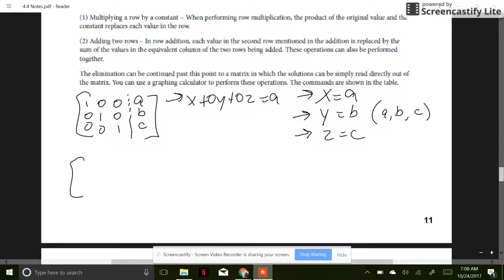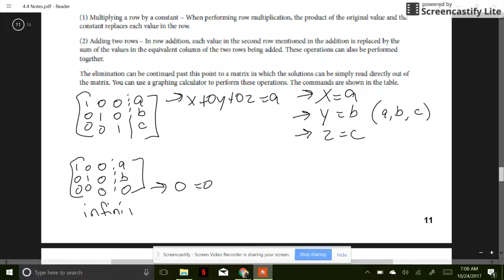You might also get a solution that looks like this. So you'll notice the key here is in the bottom line. This is essentially the equation 0 equals 0. Now, because that is a true statement, that means this one has infinitely many solutions. You would essentially make a line.